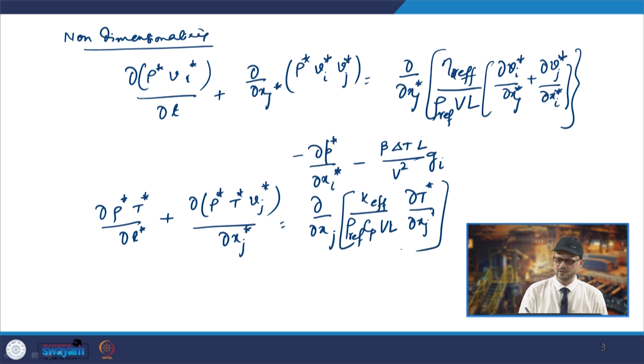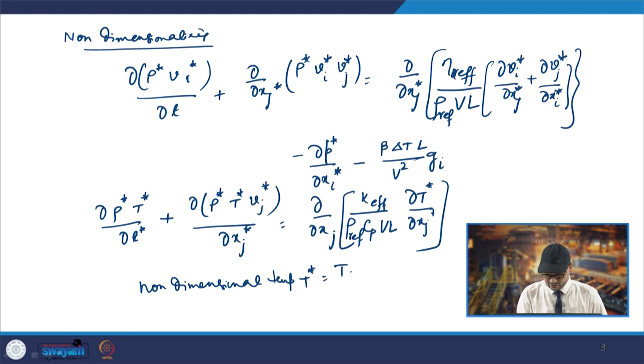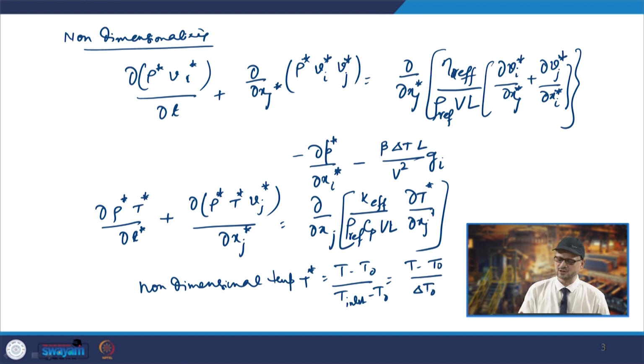So, these terms are coming, and in that case you will have these non-dimensional numbers which are defined here, and your non-dimensional temperature, which is defined as T star. That is defined by T minus T naught divided by T inlet minus T naught. So, it will be T minus T naught divided by delta T naught. This is how you are having the definition, and this is how you are getting those forms.